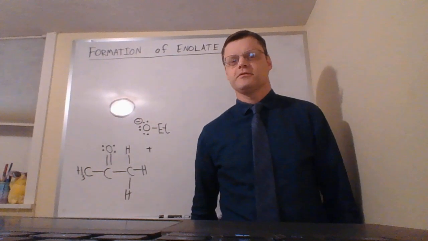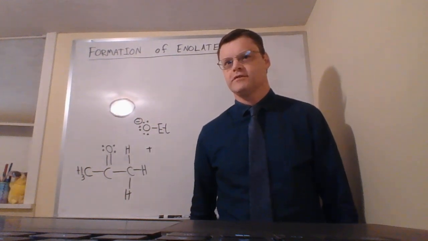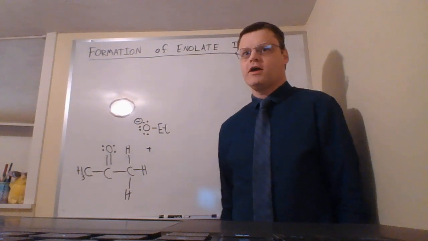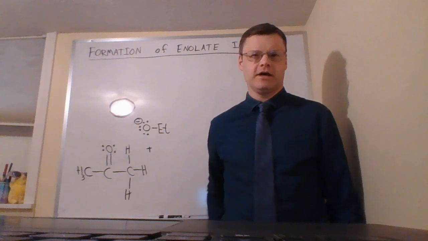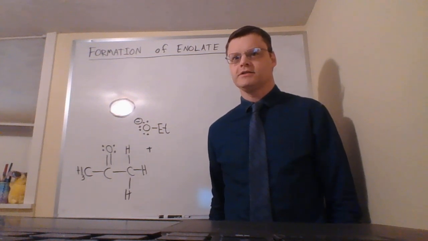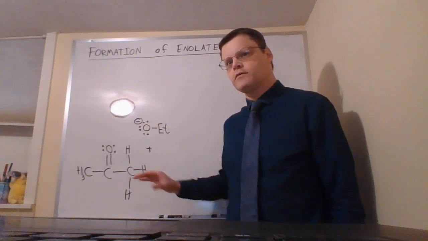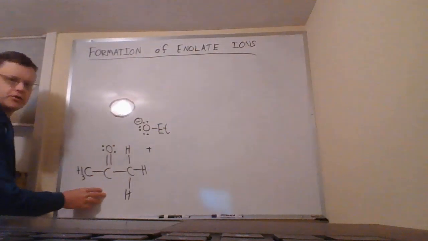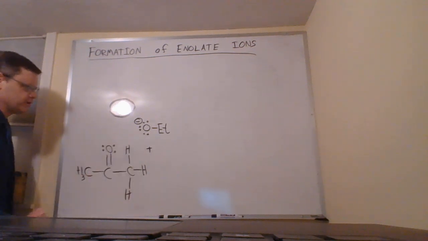Hello, in this video we're going to look at formation of enolate ions. Enolate ions are important intermediates in a lot of reactions we're going to look at in this chapter. So we're going to go over two ways we can form enolate ions. And what I've got here on the left is acetone, a ketone, and sodium ethoxide.